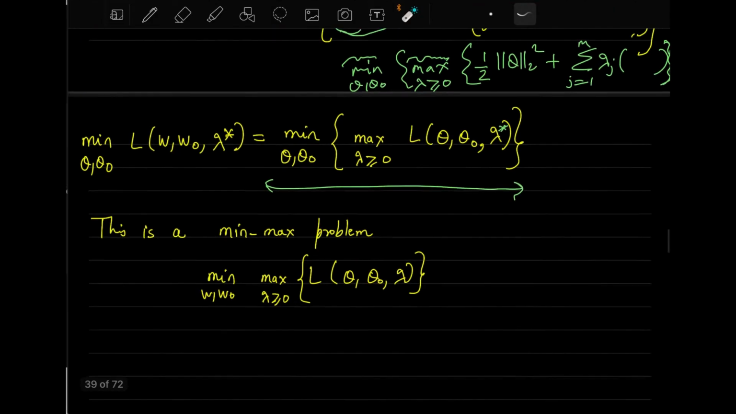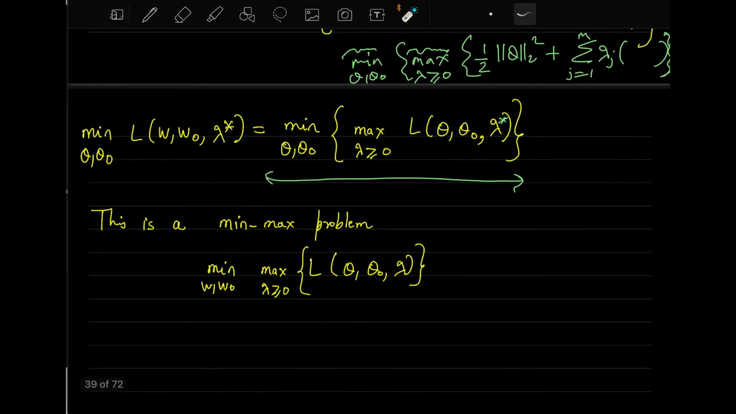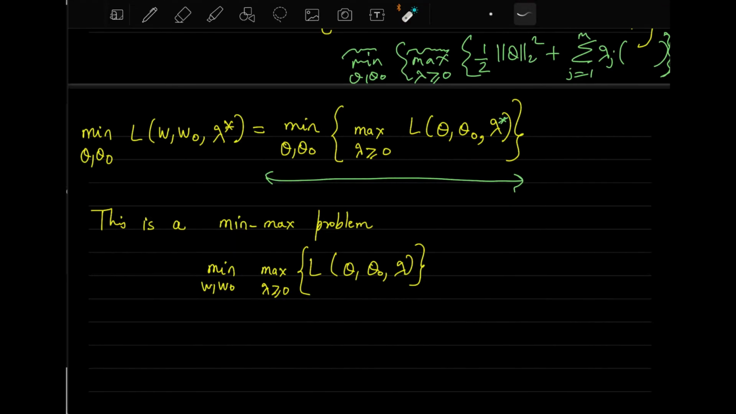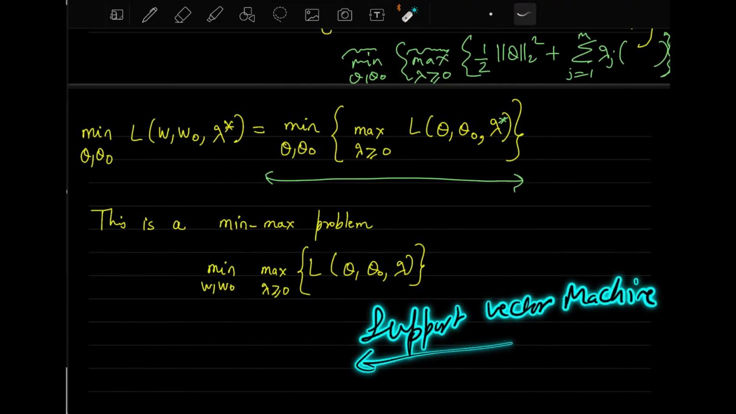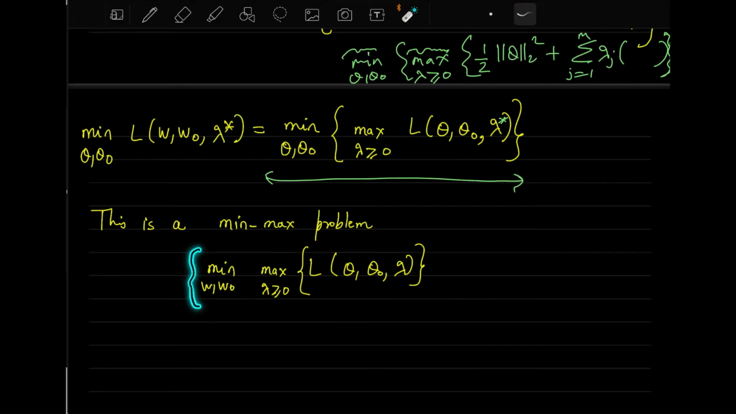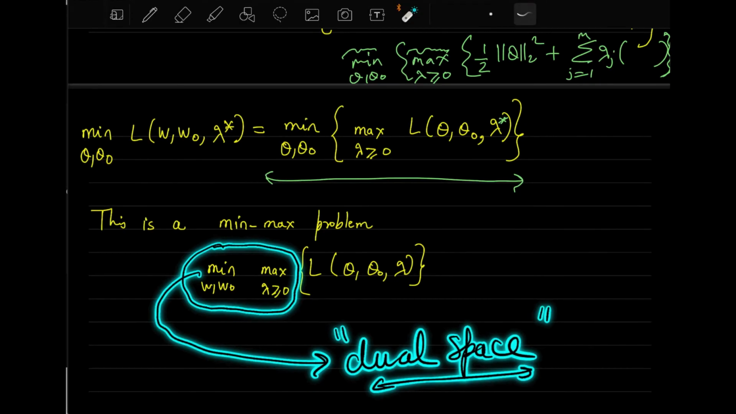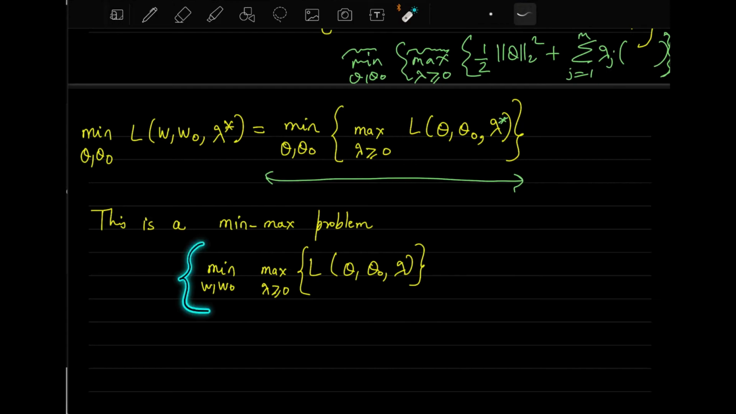So now what happens is this particular thing, the minimax problem that you are seeing over here, it's not giving us too much intuition in understanding the support vectors in support vector machine. And second, it's very difficult to solve min max problems. So in order to solve this type of min max problem, we want to convert it into dual space so that we can solve this problem effectively.